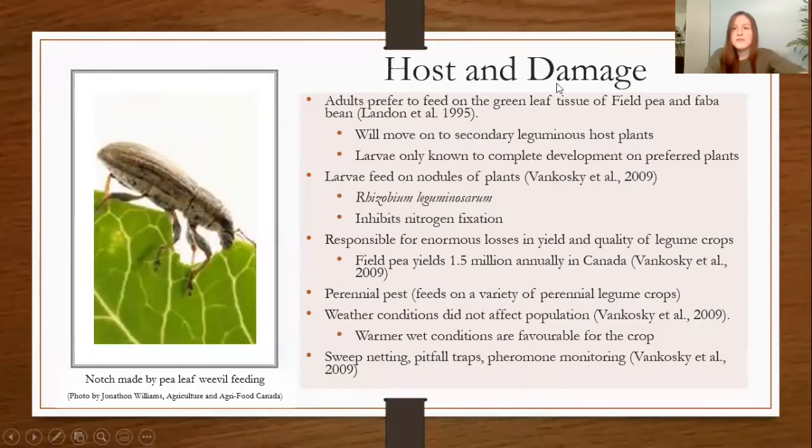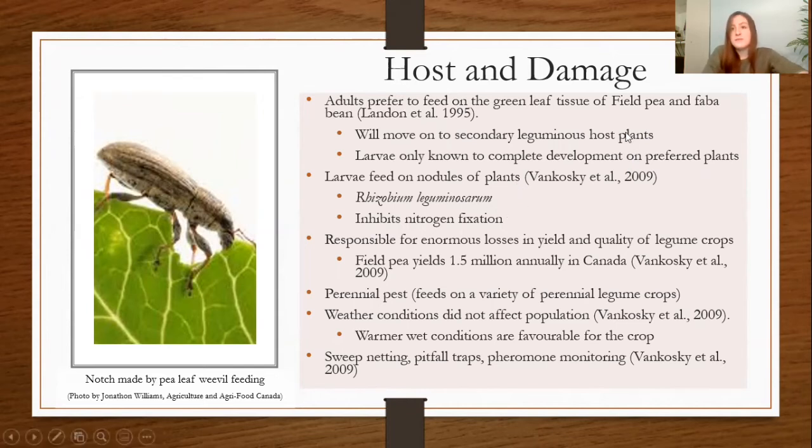All right, so for host and damage, the adults prefer to feed on the green leaf tissue of field pea and faba bean, so on the leaves. And you can see here in the picture, it is a little weevil making a notch on a pea leaf. But they will move on to secondary leguminous host plants if need be. But the larvae have only been known to complete their development on the preferred plants, so the field pea and the faba bean. The larvae feed on the nodules of plants, so on the roots.